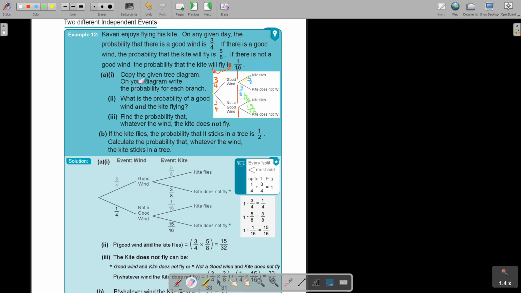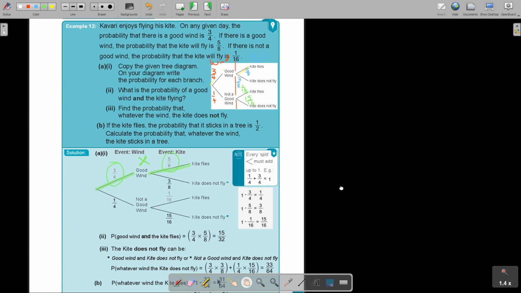Now, what is the probability of a good wind and the kite fly? First find your branch: it's a good wind and the kite fly. There's my branch. Now, can you still remember what I said? You take these two values and you just multiply. In branches, I multiply. Over branches, I add. So I just multiply, and use your ABC on your calculator. Let's go up.